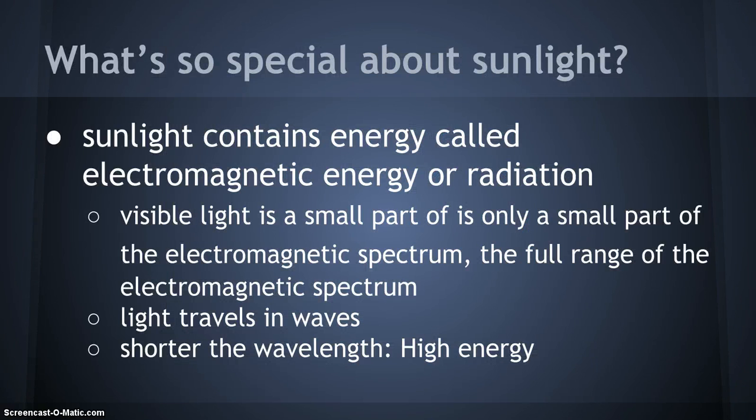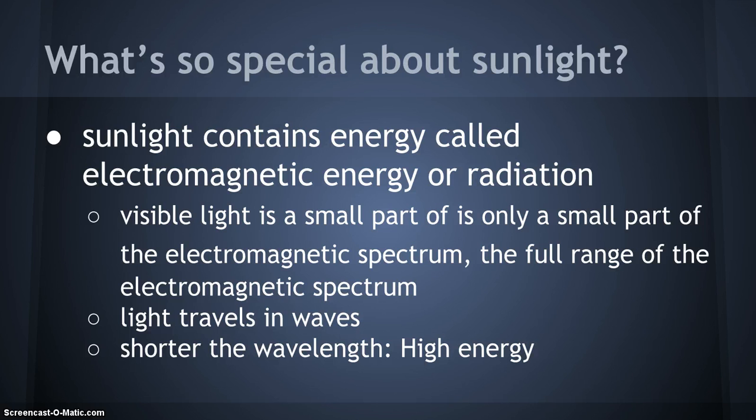So what's so special about sunlight? Sunlight contains energy called electromagnetic radiation, or electromagnetic energy. Visible light is only a small part of the electromagnetic spectrum. The full range of the electromagnetic spectrum goes a lot higher. So if you've had an X-ray before, you've been exposed to a different form of light. Radio waves is another form of light. And then we use other forms like gamma waves.